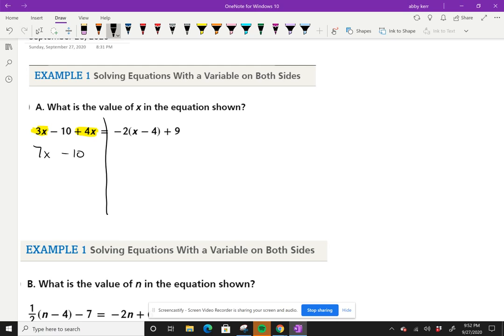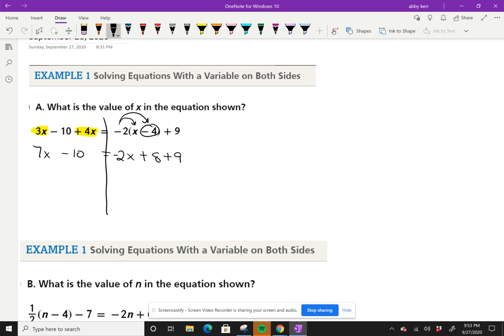Now you're technically allowed to distribute at the same time because it's just making things simplified. So negative 2 times x is negative 2x. Now be careful, I keep seeing errors. It's negative 2 times negative 4, which is a positive 8 plus 9.